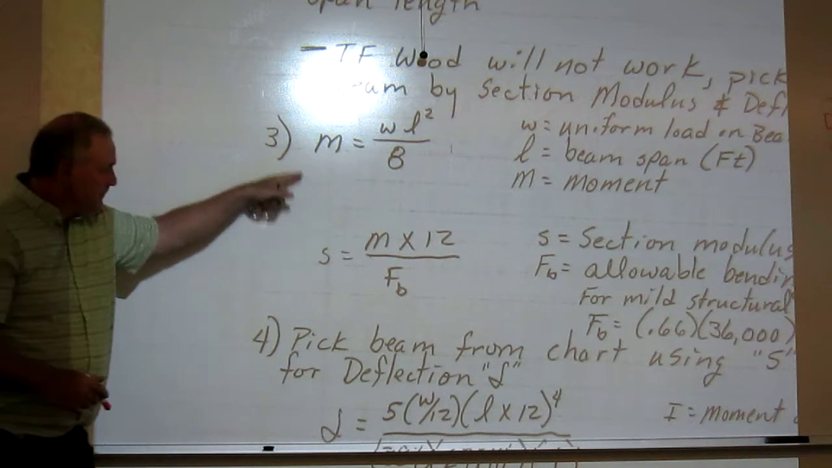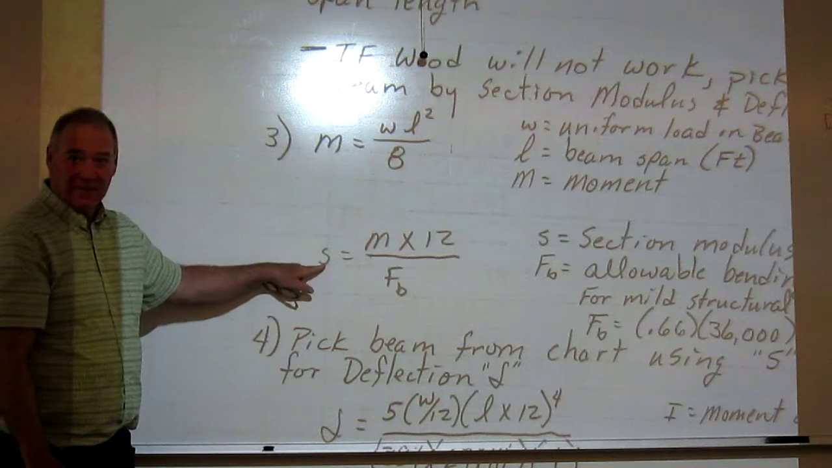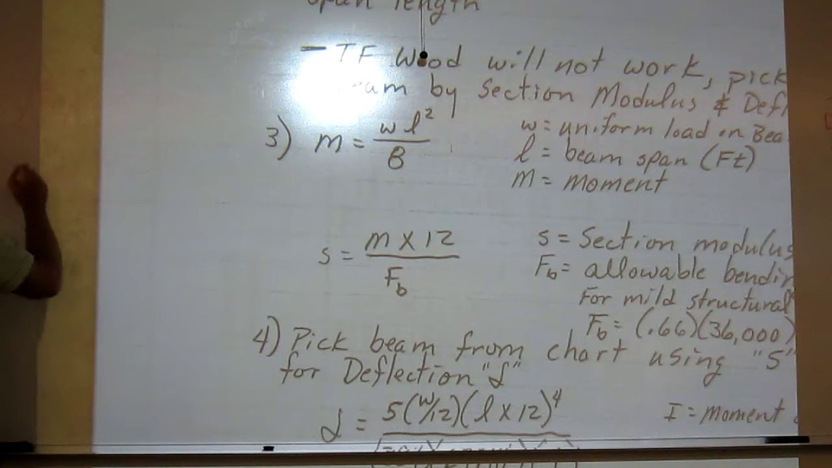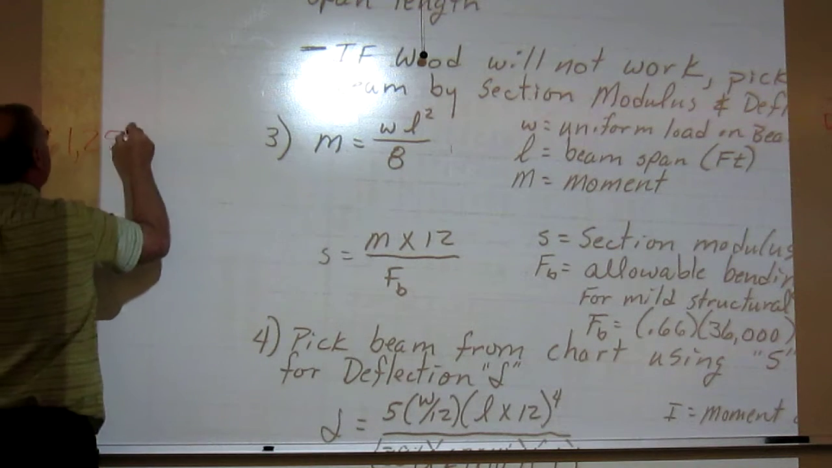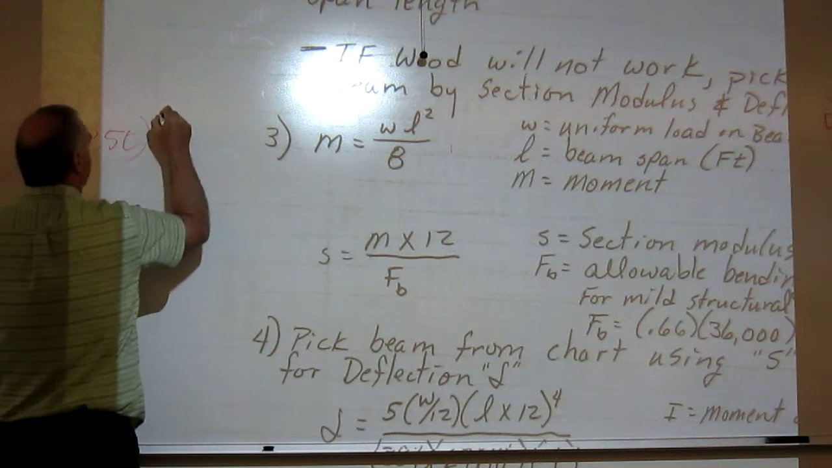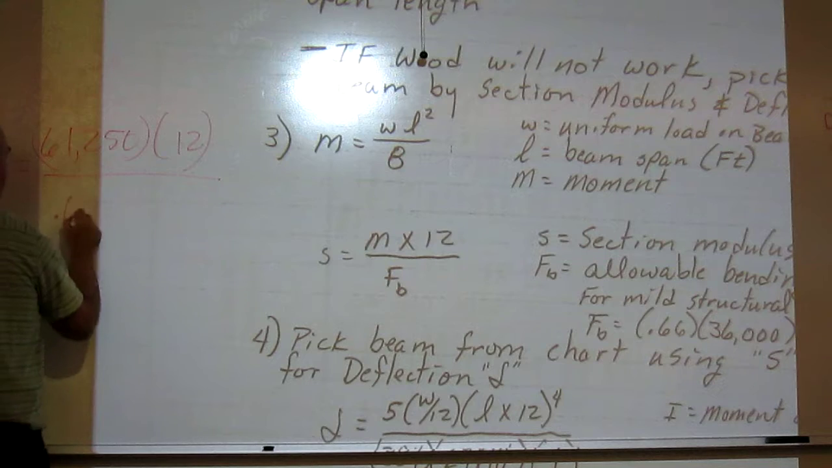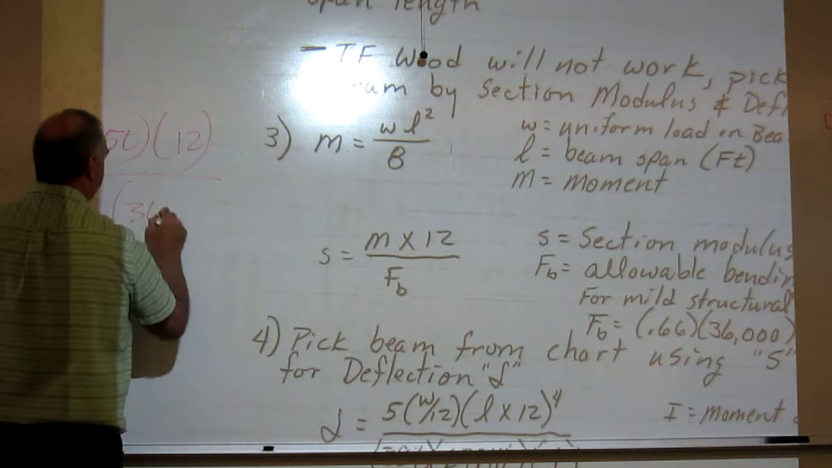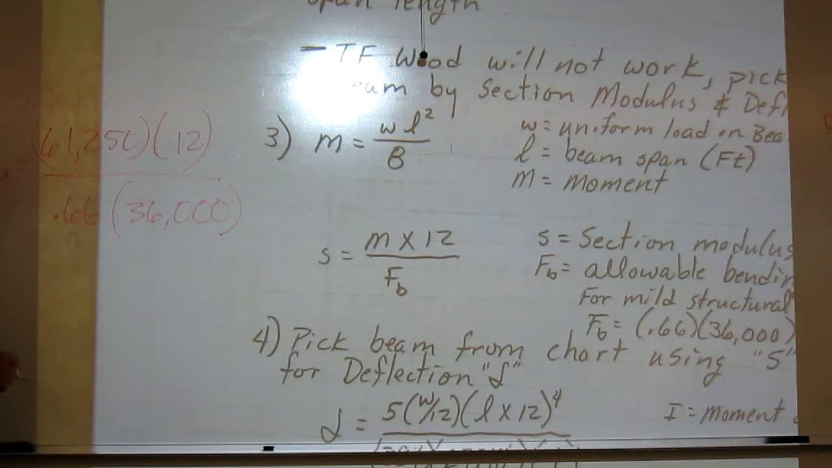All right, from there, we now know the material, what we have to do here to get our section modulus. So S is equal to 61,250 times 12, that's a conversion factor, over 0.66 times 36,000. We won't need F sub B again.